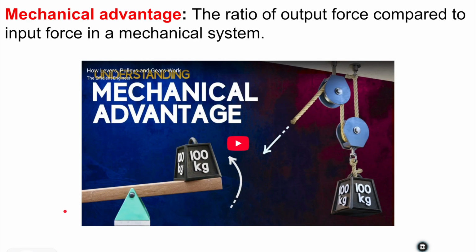This is a great video. I encourage you to watch it again. It gives you a good understanding of what mechanical advantage is.